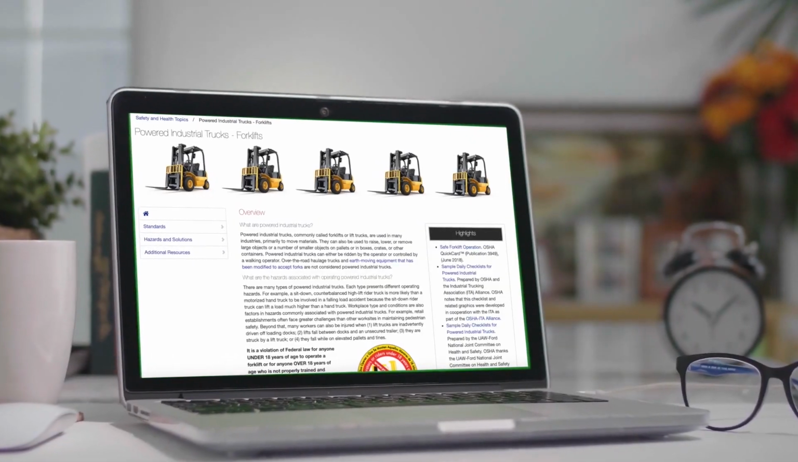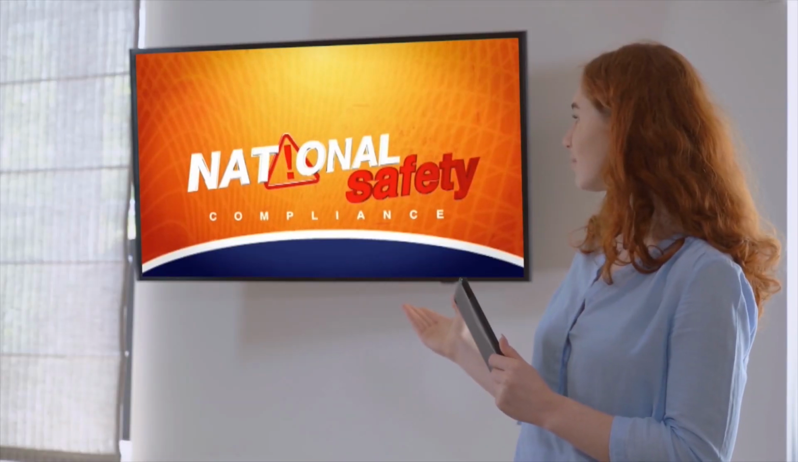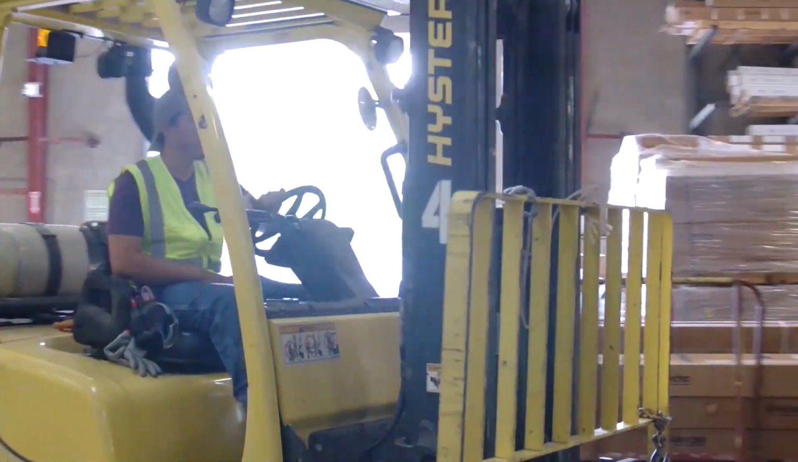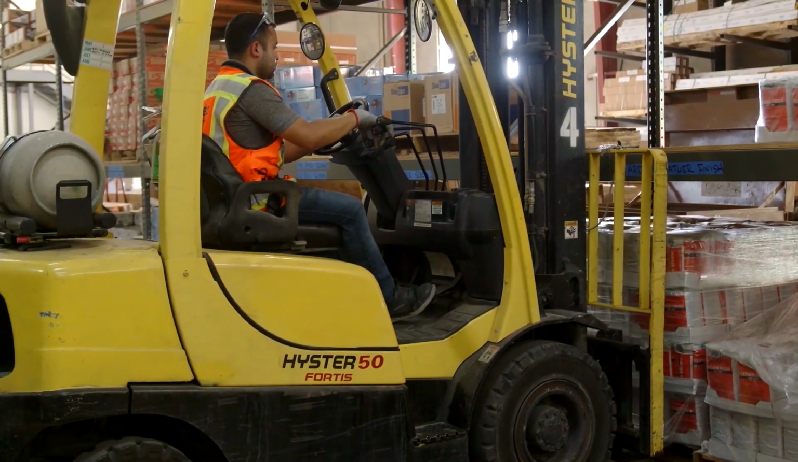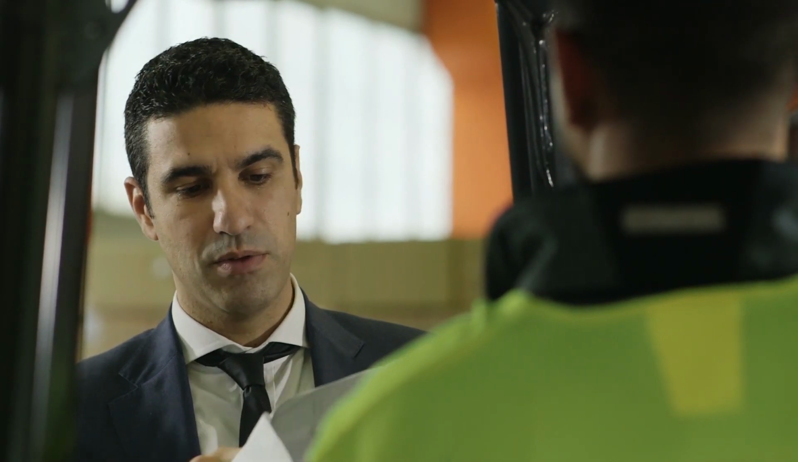Formal training consists of classroom-type lecture, discussion, interactive computer learning, video, and written material. Practical training includes demonstrations performed by the trainer and practical exercises performed by the trainee. Prior to operating the truck in the workplace, the employer must evaluate the operator's performance and determine the operator to be competent to operate a powered industrial truck safely.